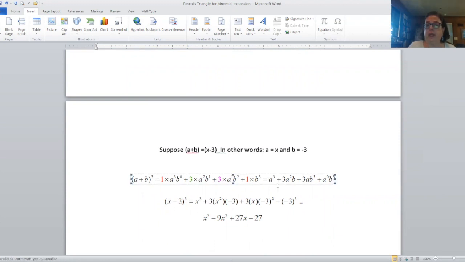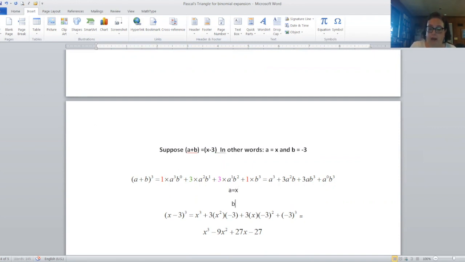So what we're really doing is using a cubed plus 3a squared b plus 3ab squared plus a to the 0, really 1, b cubed. And we have to first say what's our a, what's our b. We should just kind of write that here. A equals x in this case. And b equals negative 3. Word wants to make that a capital B, but we're using a lowercase b. So we plug these in to our formula.